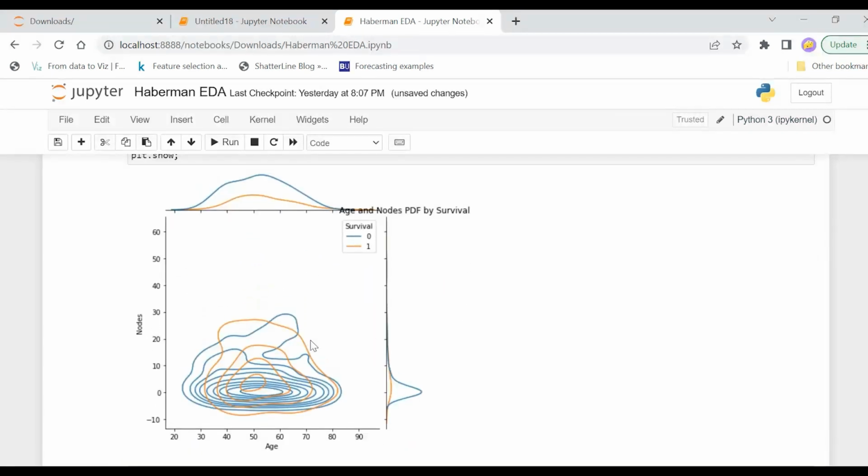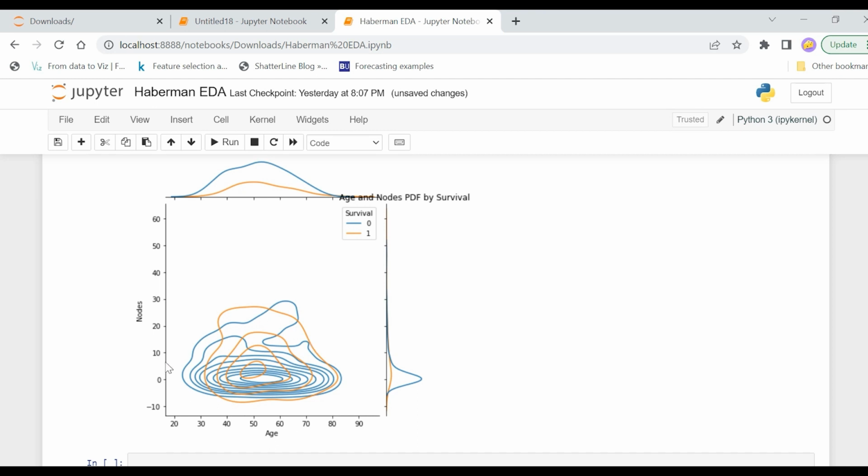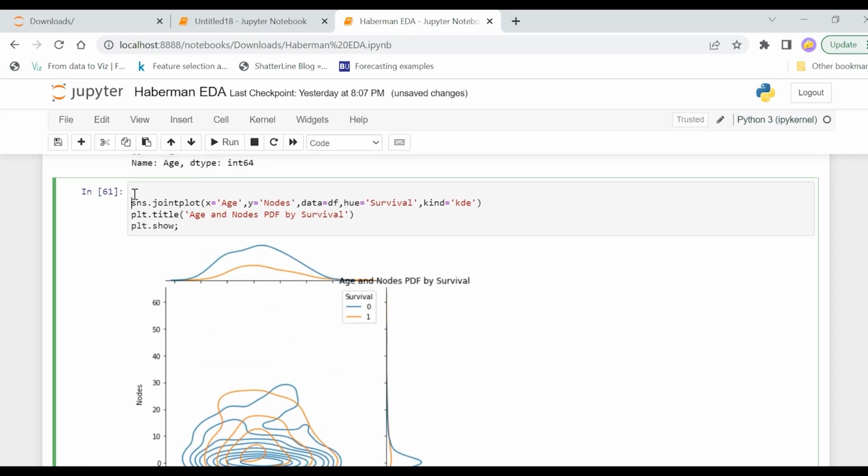So here what you can identify is that the maximum node count is 0. This is the maximum, 0. And in this case, the maximum comes out to be between this one. So blue is the people who have survived more than 5 years, and orange is the ones who have survived less than 5 years. So you have to see the orange one. So I can use the bigger figure size.